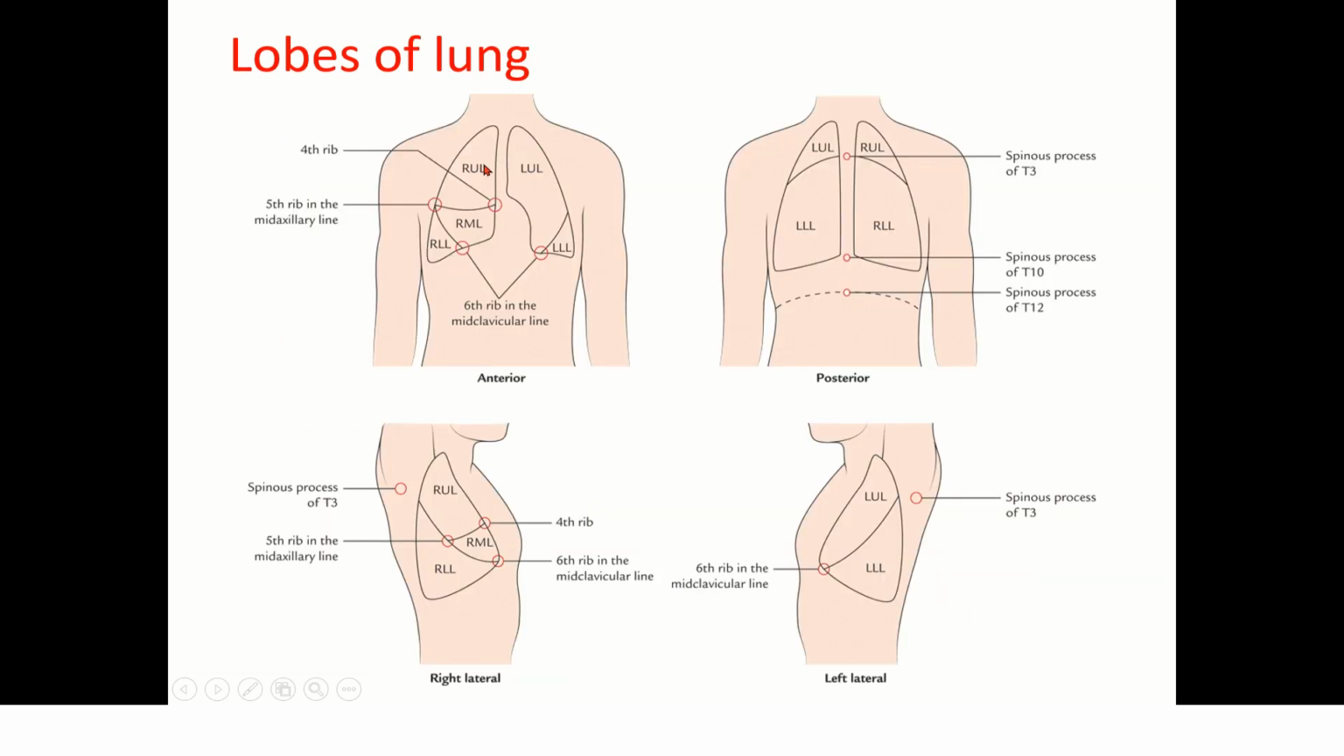You can see here right upper lobe, right middle lobe and right lower lobe. This is the left upper lobe and left lower lobe. So this is the posterior view, and here you can see the right lateral view: three lobes, right upper lobe, right middle lobe and right lower lobe. And you can see the left lateral view: left upper lobe and left lower lobe.